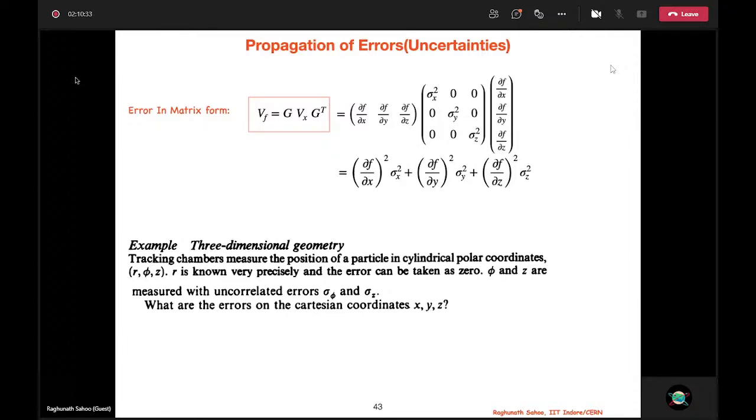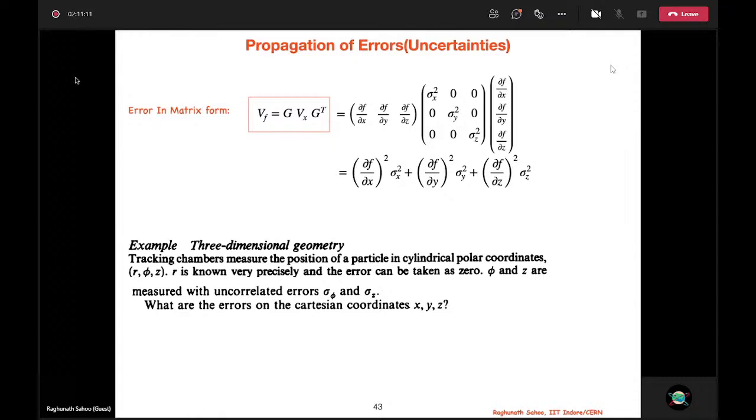Let me take one example here. I am taking three-dimensional geometry, and tracking chambers measure the position of a particle in cylindrical polar coordinates r, phi, and z. R is known very precisely, meaning the error on R is 0. And phi and z are measured with uncorrelated errors, that means the correlated terms are 0. So you have sigma phi and sigma z. So now from this tracking chamber measurement of r, phi and z polar coordinates, you want to come back to your Cartesian coordinates.